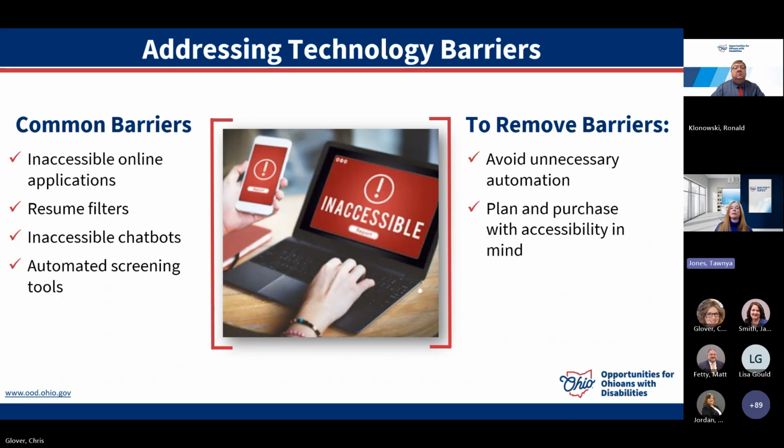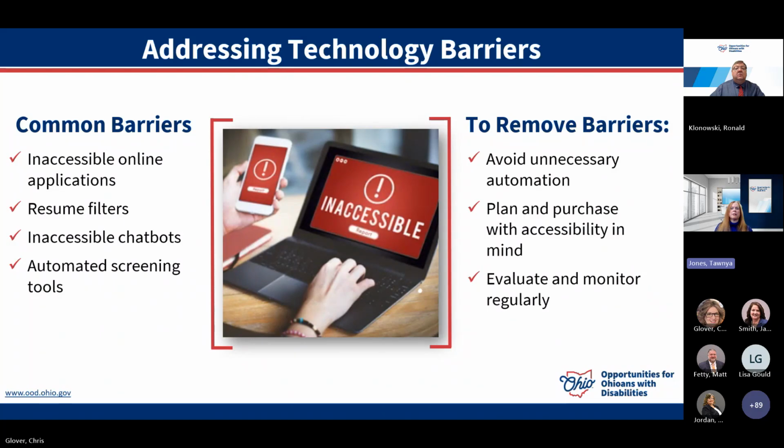Plan and purchase with accessibility in mind. Include accessibility requirements in your technology procurement policies and budget for accommodation and accessible tools. Evaluate and monitor regularly. Build accessibility checks into your ongoing processes and involve people with disabilities in continuous testing and feedback. Taking these steps opens the door to a wider talent pool and helps ensure that qualified individuals are not unintentionally excluded. Even small changes can make a big difference in creating a more inclusive hiring experience.